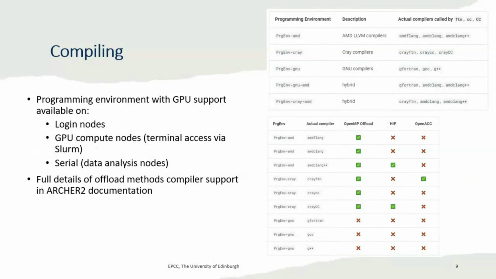Compiling: the programming environment with GPU support is available on the login nodes for ARCHER2, on the GPU compute nodes, and on the serial nodes. There's a variety of different offload methods and compilers. These are all in the documentation, but there are several programming environments and then a level of compiler support and offload support. We tried to detail that and test it. I know Arno did a lot of work, and I think Douglas from the COE did some as well. Obviously, if there are gaps or issues with that, please let us know. But the idea is we want to cover as much of the space as possible so that you can test.